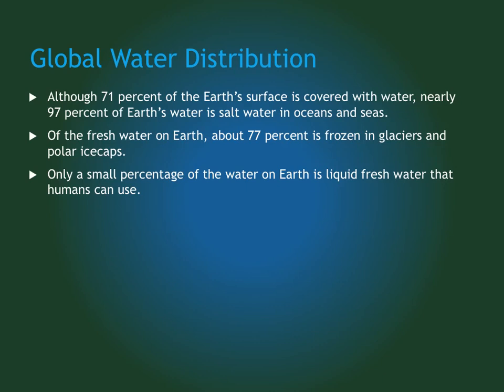Now if we look at the Earth, about 71%, over two-thirds of the Earth's surface, is covered with water. However, 97% of that water is salt water in oceans and in seas, like the Atlantic Ocean, Pacific Ocean, or the Mediterranean Sea, Black Sea, spots like that. So that leaves 3%.